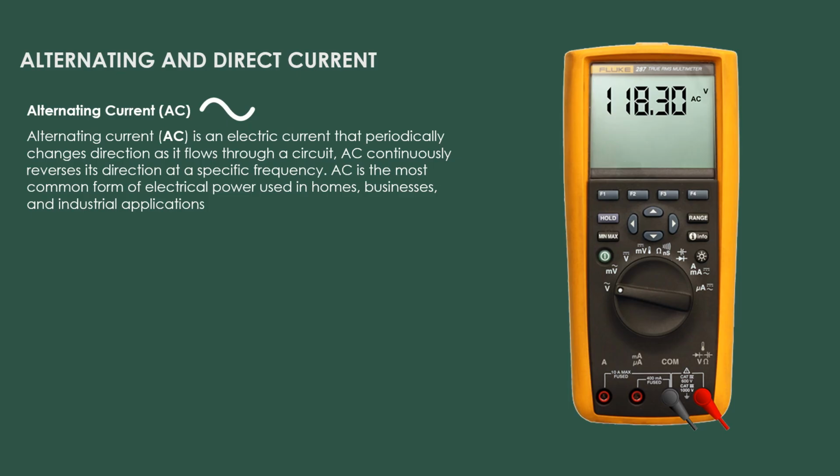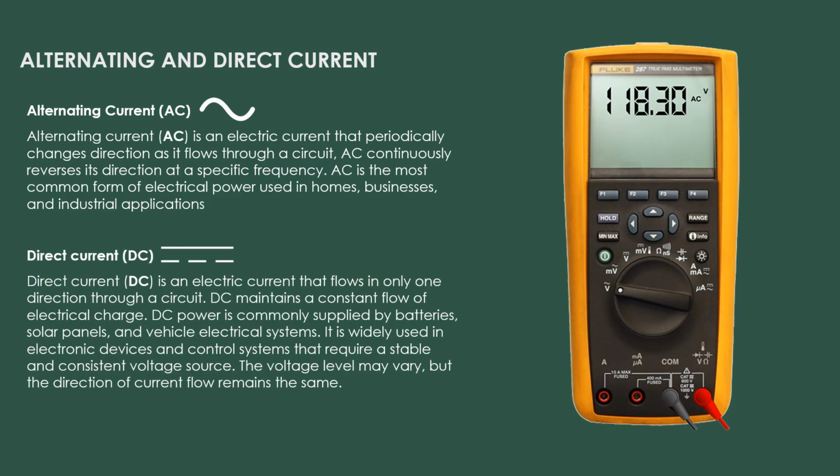Alternating current, AC. Alternating current, AC, is an electric current that periodically changes direction as it flows through a circuit. AC continuously reverses its direction at a specific frequency. AC is the most common form of electrical power used in homes, businesses, and industrial applications.